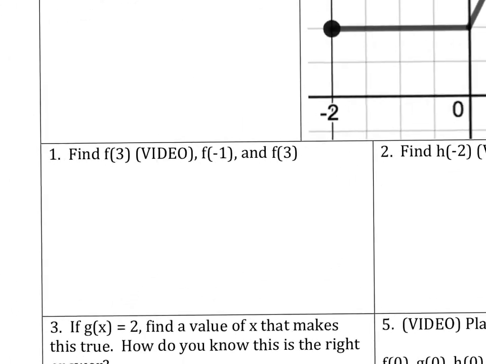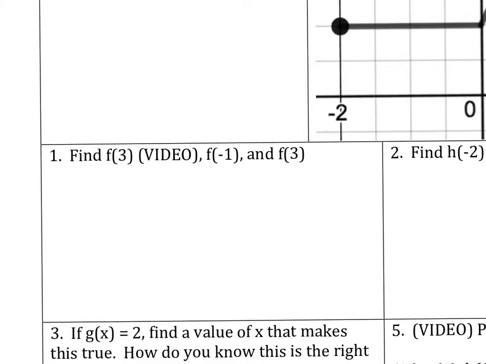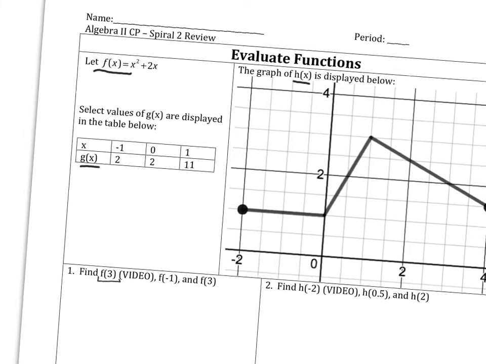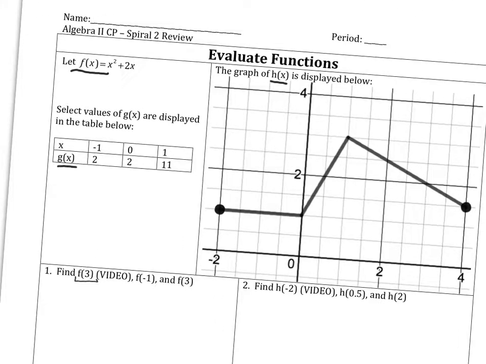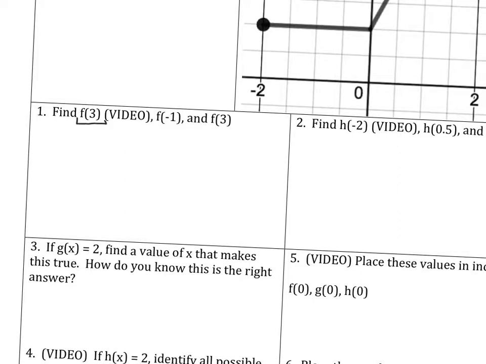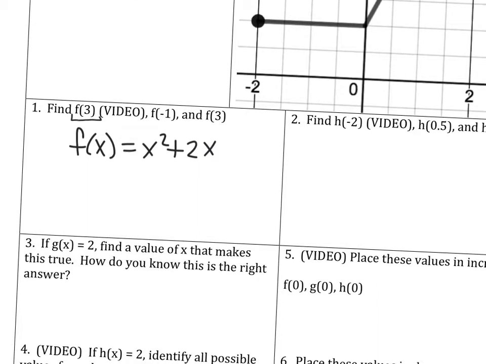For problem 1, the video part is going to be to find f of 3. So first thing we do is to identify what's going on up here. f of 3 is there twice, that's fun. And I've got f of x is the equation, so we're going to use that equation. So f of x is x squared plus 2x. Just want to make sure I copied the equation down right. I did. Good.